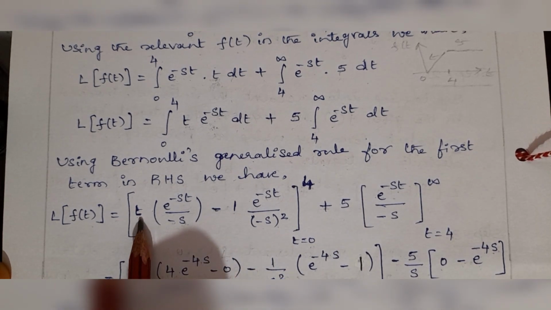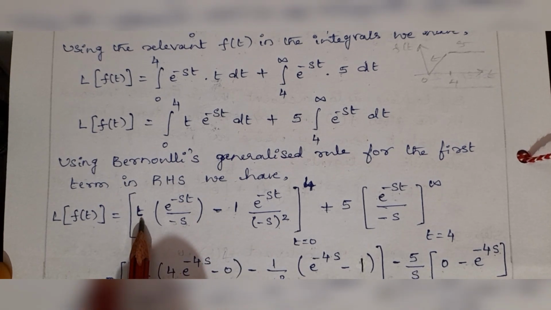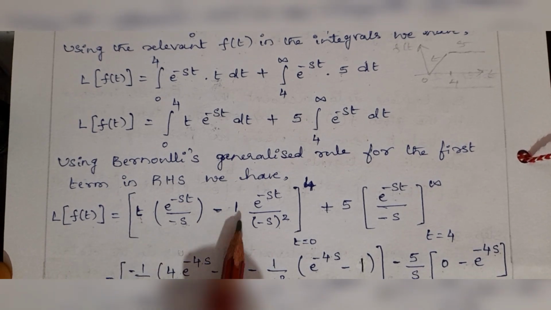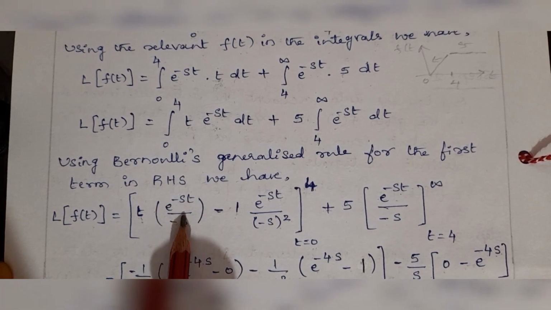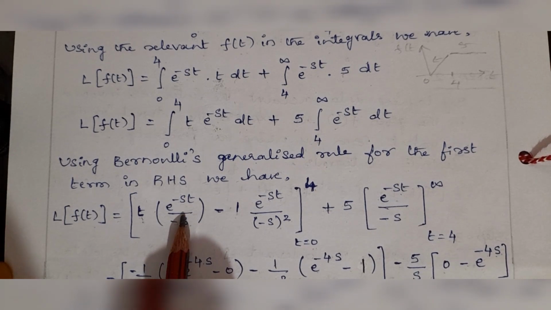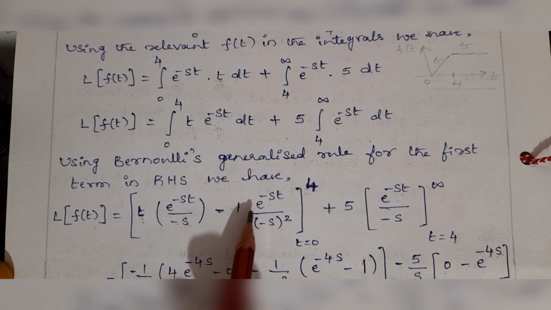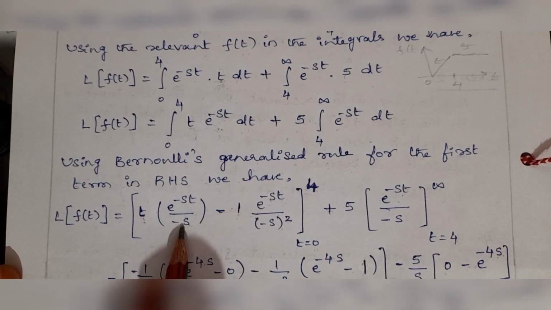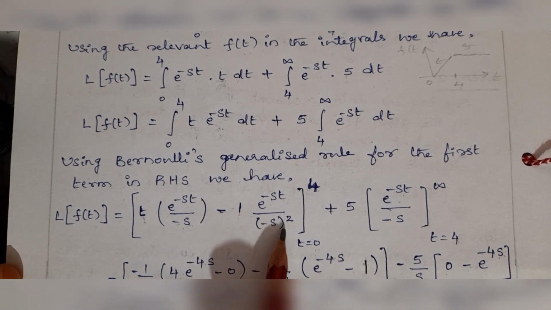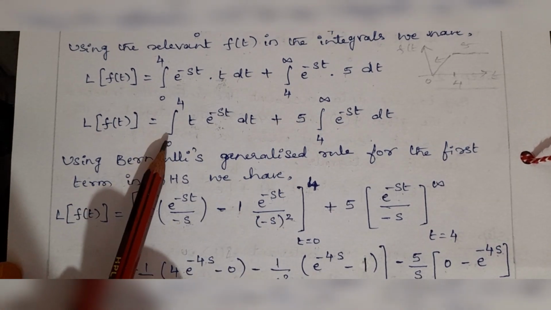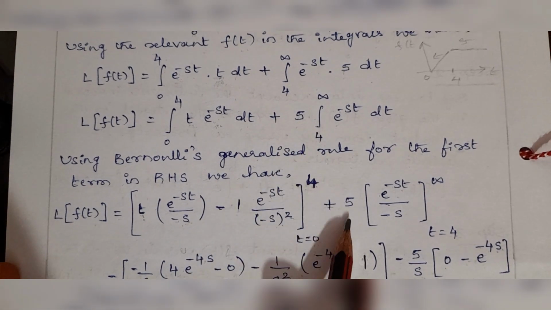first function, take differentiation. Differentiation of the first function t with respect to t is 1. So take integration again. Integrate once more: e power of minus st divided by minus s is already there, again one more minus s. Minus s into minus s is minus s whole square. Next, apply the limits t equal to 0 to 4, plus 5.